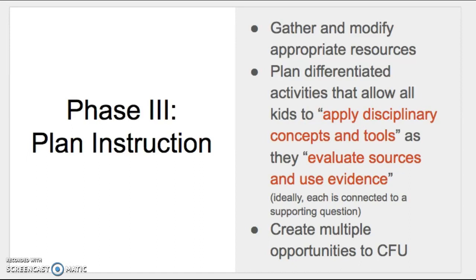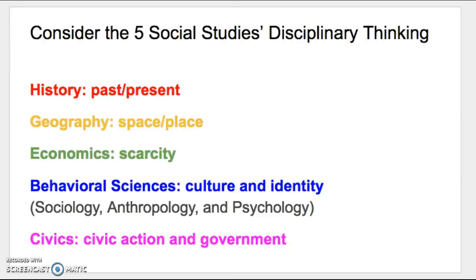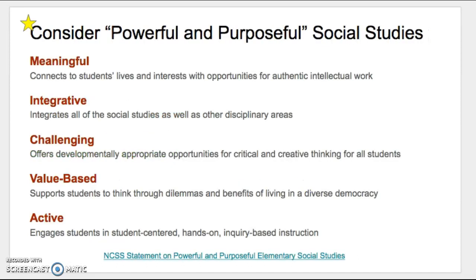So you want to make sure that those activities allow students to apply the disciplinary concepts and tools and evaluate sources and use evidence. And so you want to make sure that all of those are connected to a supporting question. And then you want to make sure that you actually create those multiple opportunities to check for understanding. So actually develop those formative assessments. Okay, remember as we're going through and we're thinking about disciplinary thinking and tools that we've got 5 different disciplines in social studies, and we've got our purposeful and powerful social studies that we need to hit.